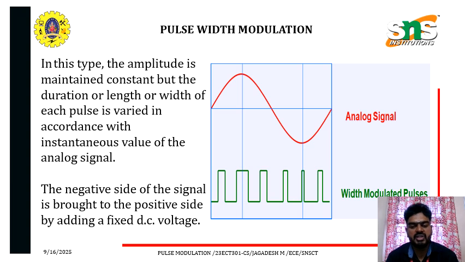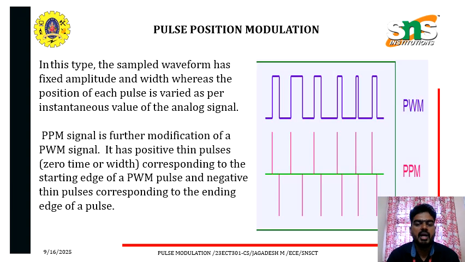Now, pulse width modulation. Here, the pulse width varies according to the input signal. Let's say if the analog signal amplitude increases, the width of the pulse increases. When it goes down, to 0 and below 0, the width of the pulse is reduced. That's why it is called pulse width modulation. Next, pulse position modulation. Pulse width modulation has already been discussed. In pulse position modulation, the position of the pulses is changed according to the information signal, the analog signal.